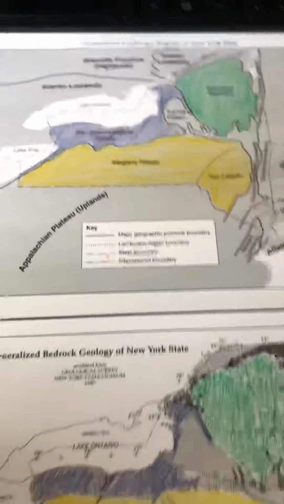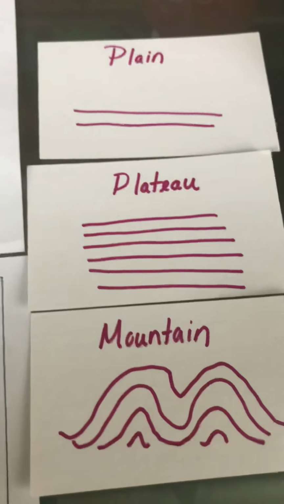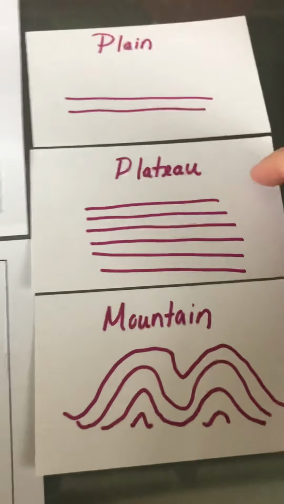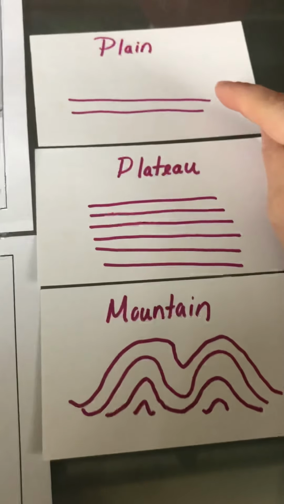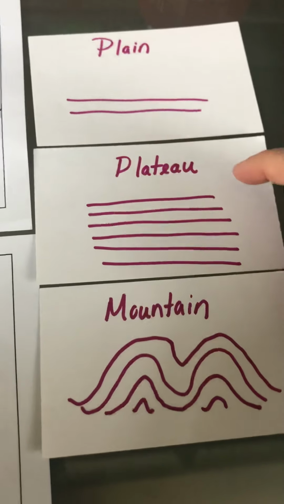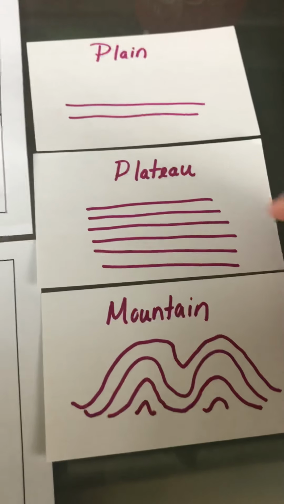Hi guys, today you're going to meet page 2 and page 3 of your ESRT. So let's just review from yesterday. A plain and a plateau are very similar. They're both made of horizontal sedimentary bedrock. The plain has a low elevation. The plateau has a high elevation.